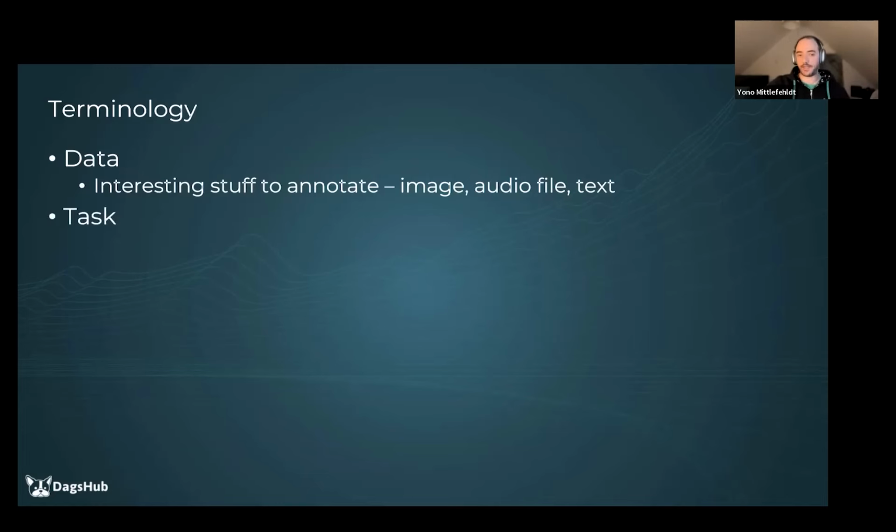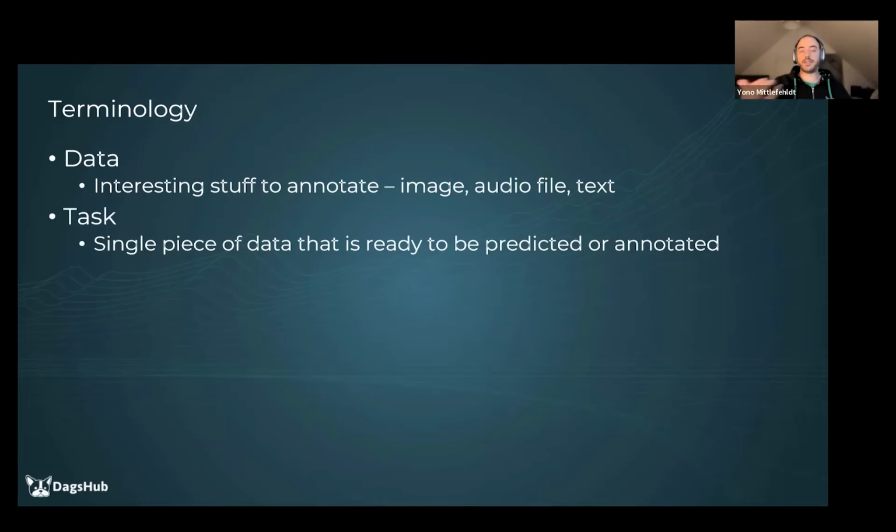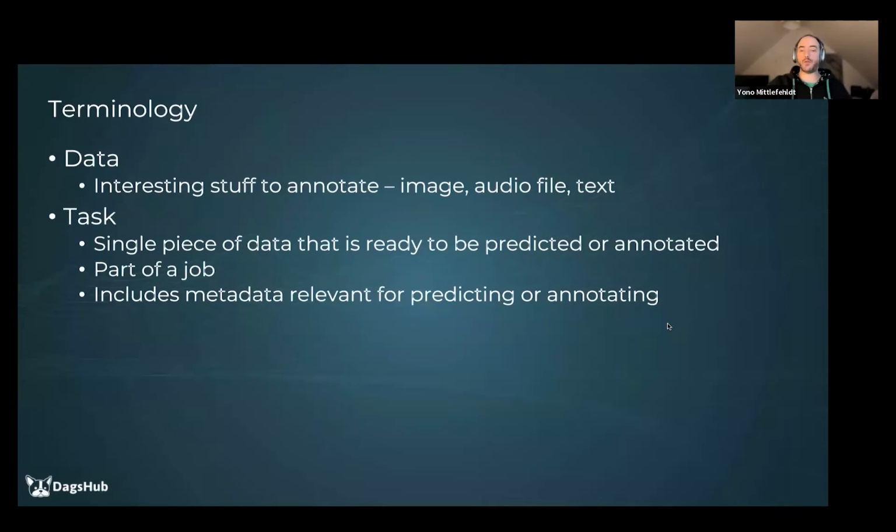And what's the difference between a task and data? Well, a task is a single piece of data that's ready to be predicted. It's part of an entire job. And most importantly, it includes metadata relevant for predicting or annotating. So it's got all the information you need to be able to correctly annotate the data. So the difference is subtle, but it's an important difference, especially when you start looking at, say, Label Studio's API, and you're wondering, how do I upload data? Well, maybe you need to look at tasks instead, or vice versa.